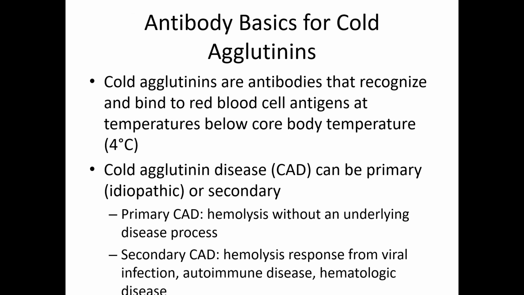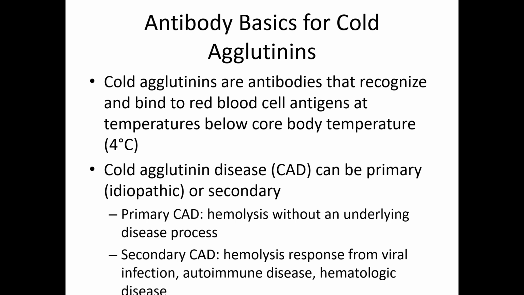Okay, so what about some antibody basics for cold agglutinins? Well, cold agglutinins are just antibodies that recognize and bind to red cell antigens at temperatures that are below core body temperature. It's typically 4 degrees centigrade, and most people in the lab will be very familiar with this. US FDA regulations for storage of red blood cells, if you have a walk-in refrigerator or a cooler, are between 1 and 6 degrees. So it's very easy for us to cool down specimens because we can just incubate them in our refrigerators. But a lot of people have cold agglutinins. If you take samples from healthy people, blood donors, or just relatives of patients, and cool them down to 4 degrees centigrade, you'll find that. That does not mean that they have cold agglutinin disease.